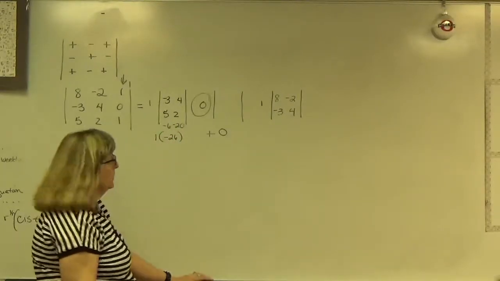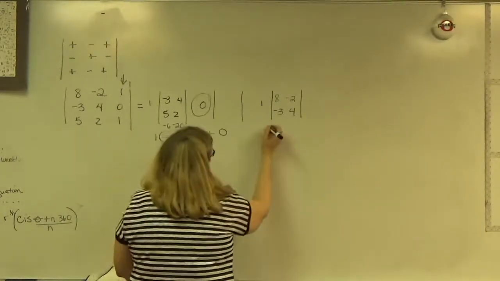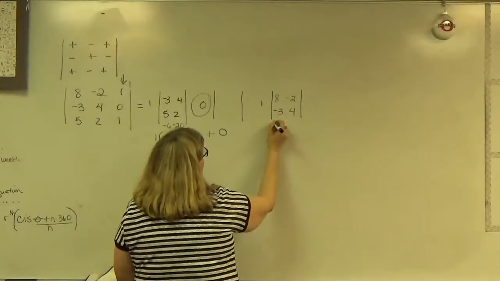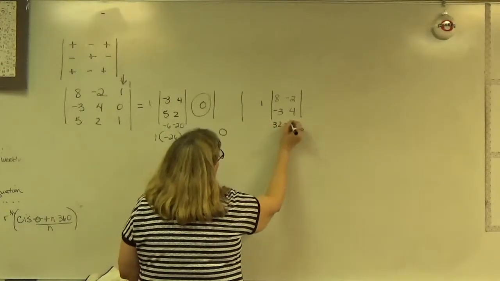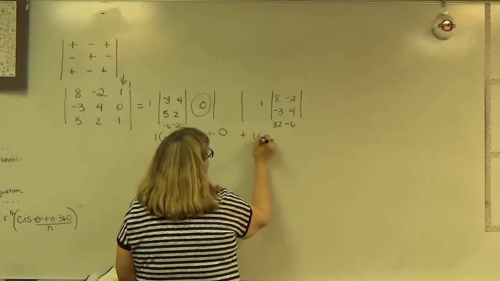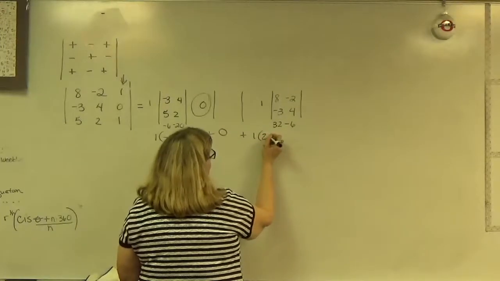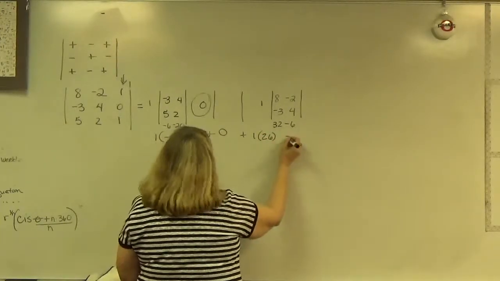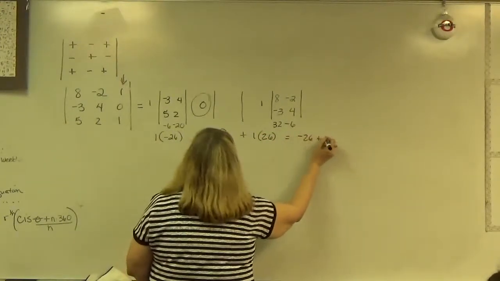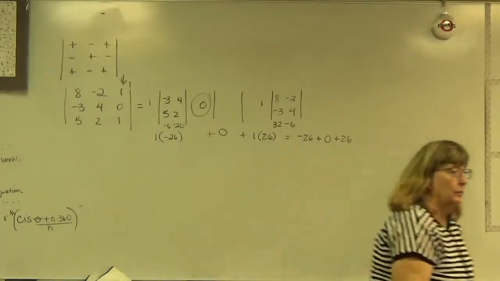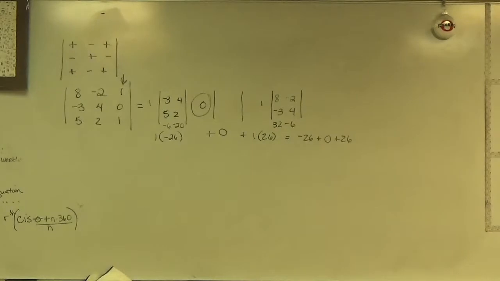Okay, the next one, Spencer, what's it going to be? 1 times 32 minus 6. So that ends up being, what's 32 minus 6? 26. So we've got 1 times a negative 26 plus 0 plus 26. What do we get? 0.